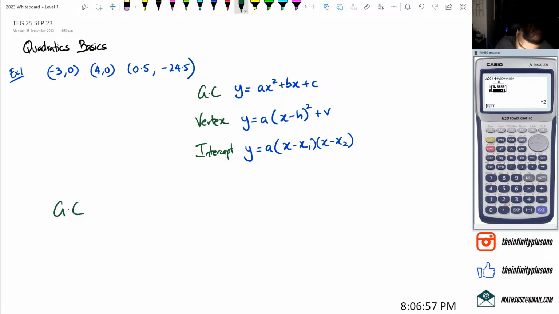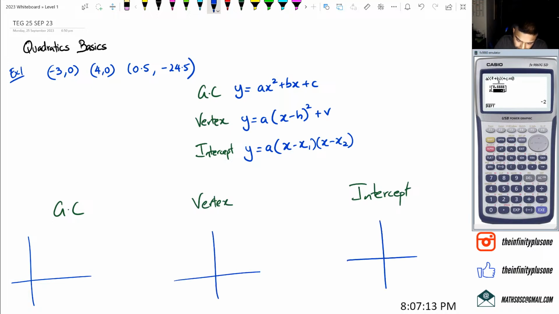I'll just put it up here. So GC, vertex and intercept method. Now, with your graphics calculator, your parabola is going to kind of go randomly here. You might actually have a parabola with 3 random points. If that's the case, you have no vertex and no intercept, so you're probably better off using the graphics calculator for it.